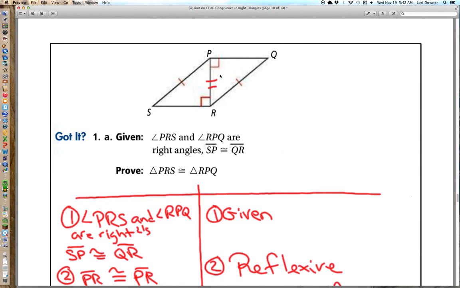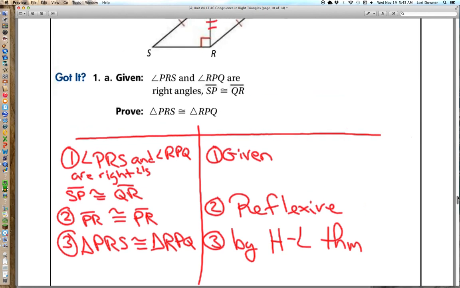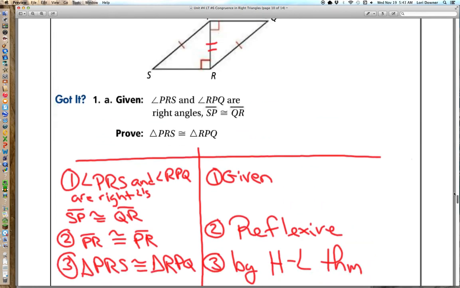So do we have enough to say these two triangles are congruent? And we do. We've got hypotenuse-leg. So you can see the hypotenuses are congruent and the legs are congruent. Therefore, the two triangles are congruent. So please add this to your notes. Add this example. Pause the movie to add it, and then press play when you are finished.